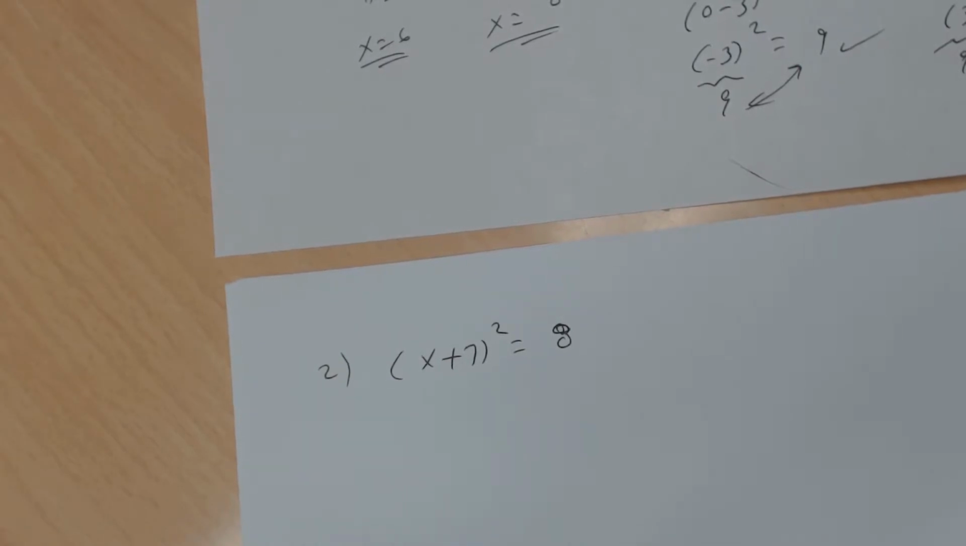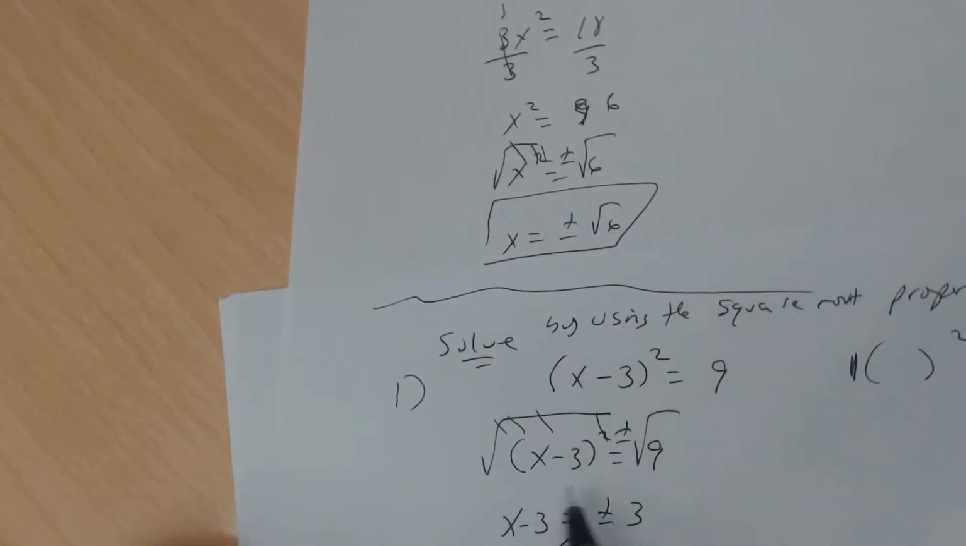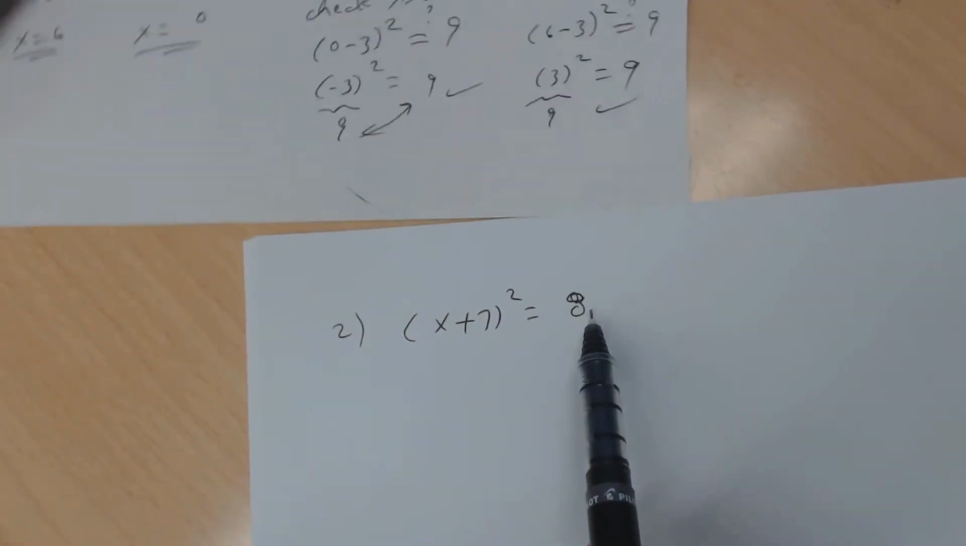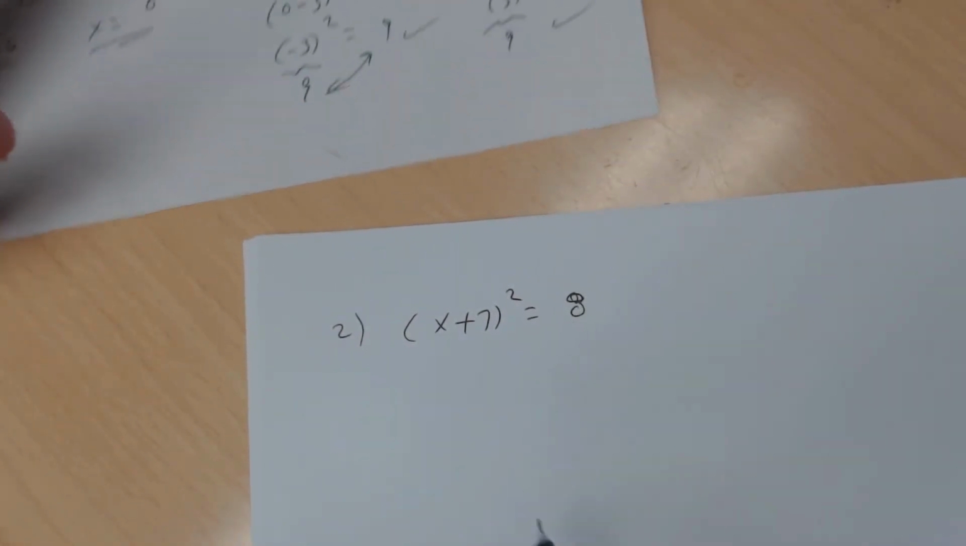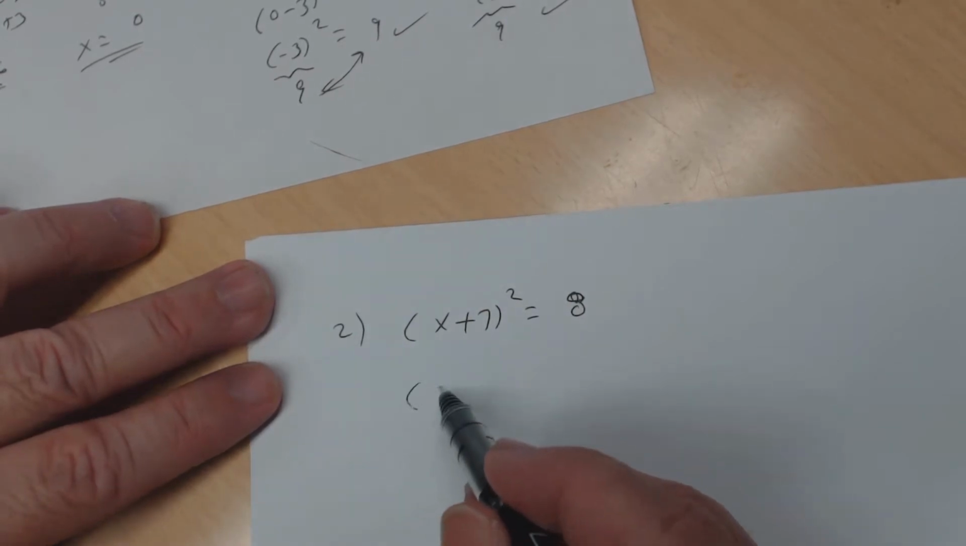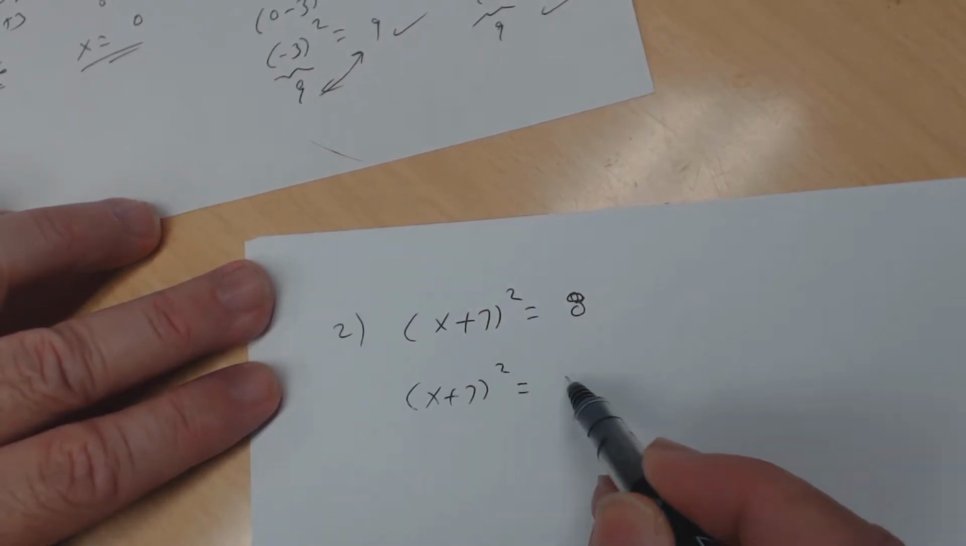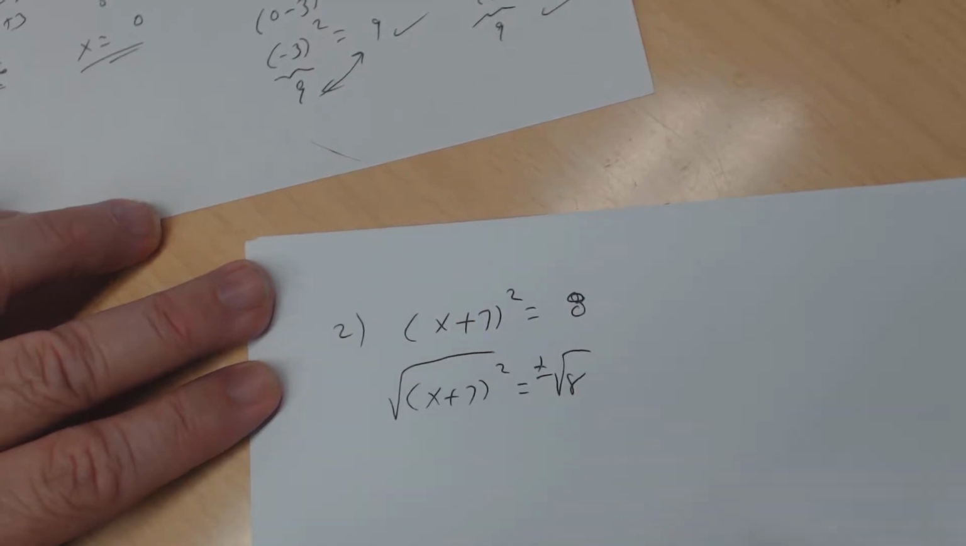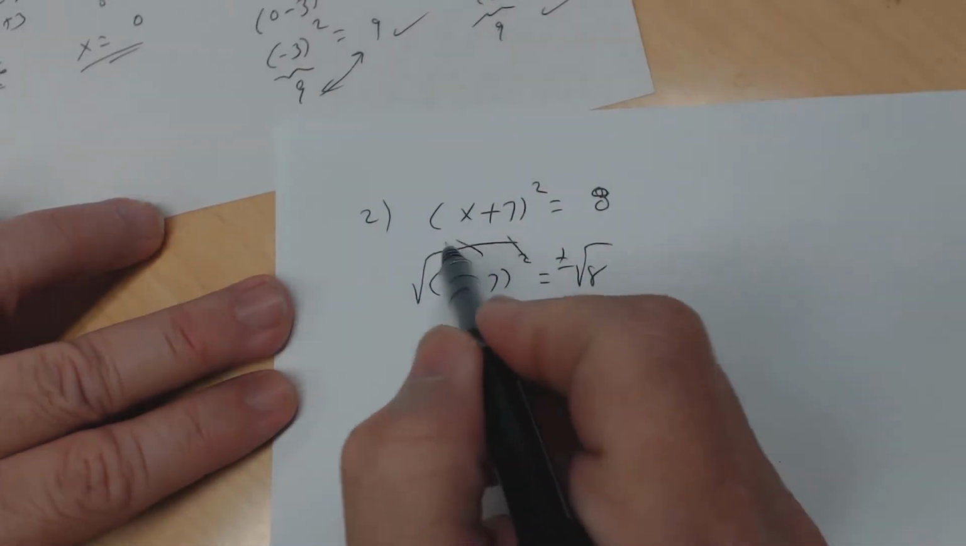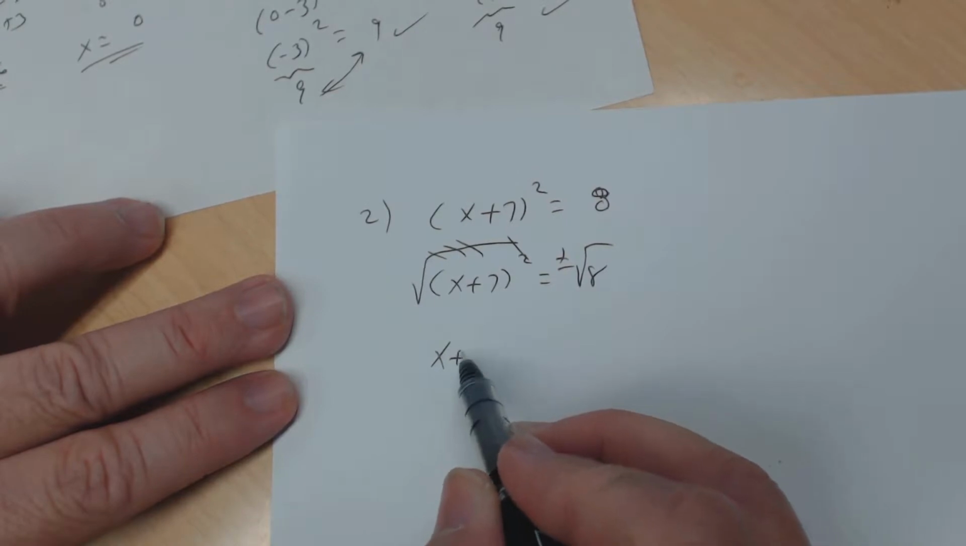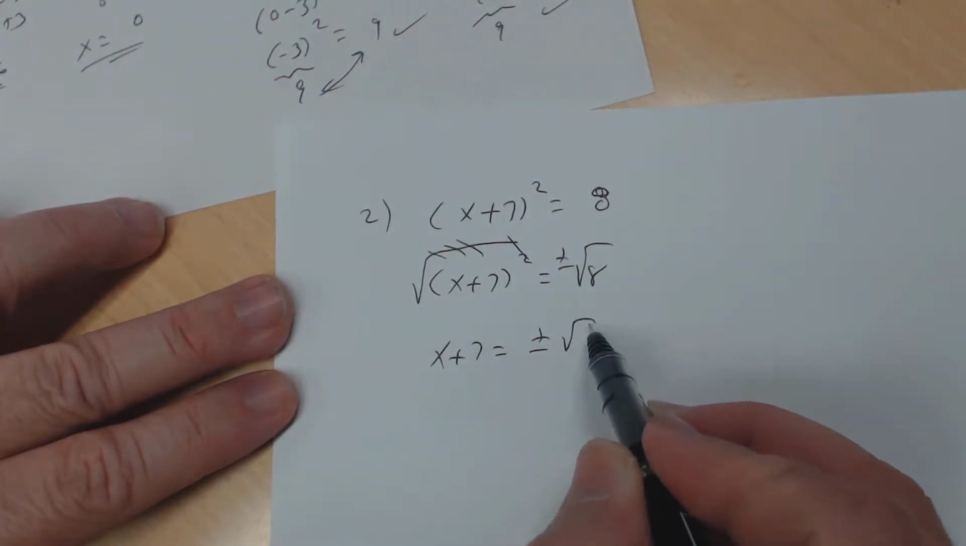Now notice in the previous one, when I took the square root of both sides, the 9 was already a perfect square. When I take the square root of both sides, 8 is not a perfect square, but I can simplify it. So you do want to simplify it. So I'm going to take the square root of both sides, just like this, and plus or minus. The square and the square root undo each other. So you get x plus 7 equal plus or minus square root of 8.